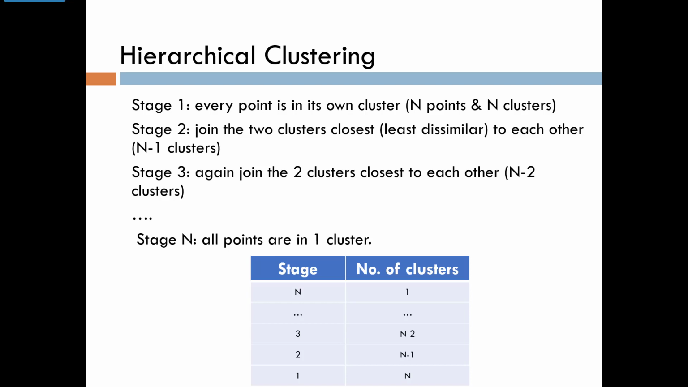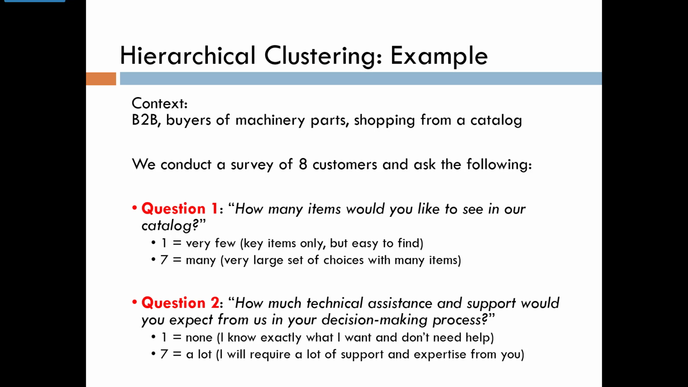This table shows an overview of this process. Starting at the bottom, in stage 1, there are n clusters, and as the stages increase, the number of clusters decreases until you get to the last stage, which has only one cluster. Here's an example to illustrate the process underlying this method.